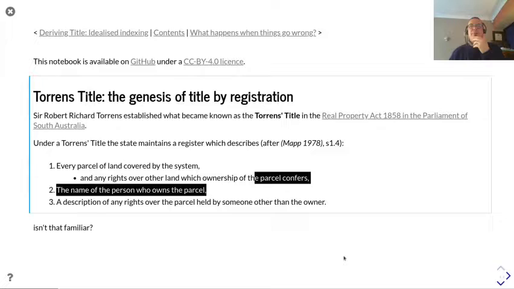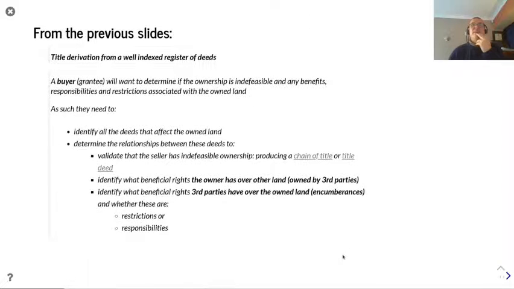All sounds a little bit familiar, doesn't it? So, from our previous slides, title derivation from a well-indexed register of deeds is where the buyer wants to determine if the ownership is indefeasible and any benefits, responsibilities and restrictions associated with the owned land. As such, they need to identify all the deeds that affect the owned land, determine the relationship between these deeds to validate that the seller has an indefeasible title, identify what beneficial rights there are, i.e. pertinence, and identify what beneficial rights third parties have over the owned land and whether these are restrictions or responsibilities.